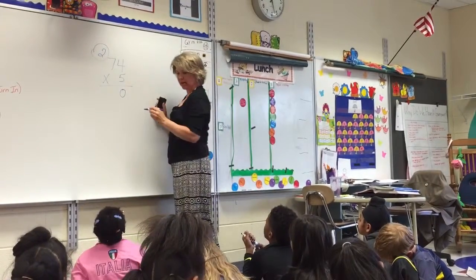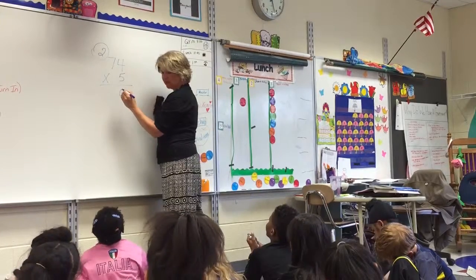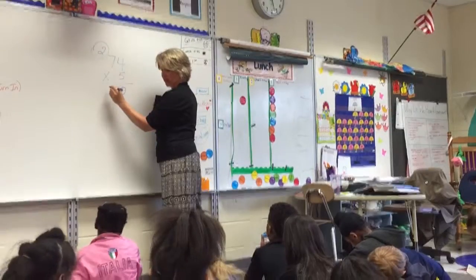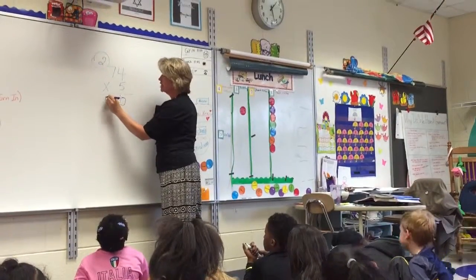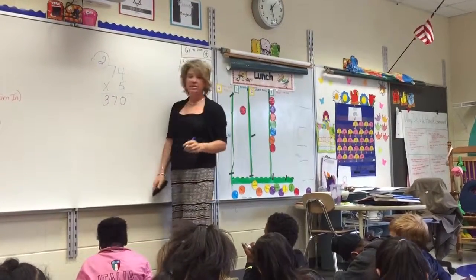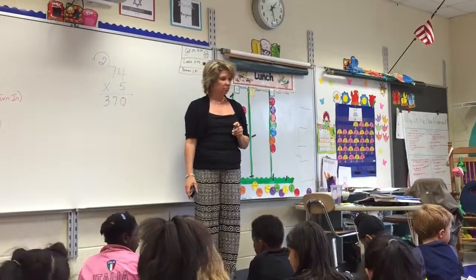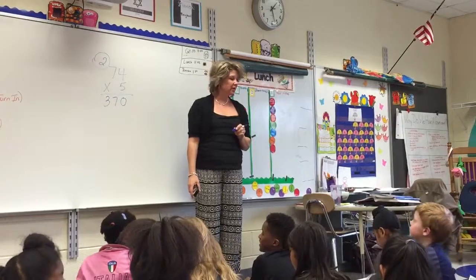I added. So what do I get? I had 35 and I added 2 more. I had 35 and 37. 370. Did anybody get anything different than 370? No? I see all 370s written on your board.